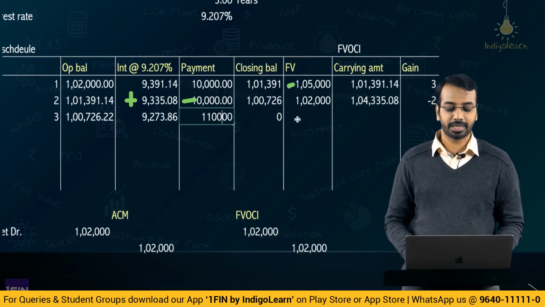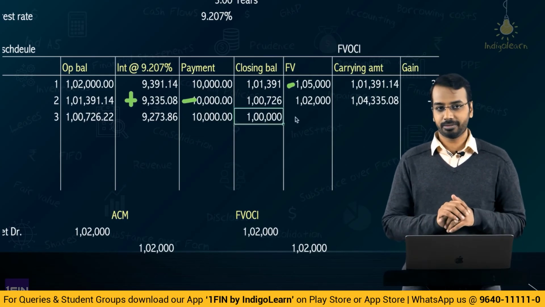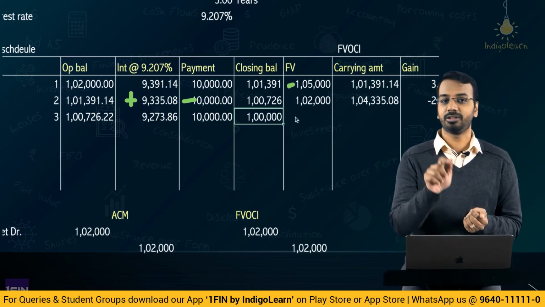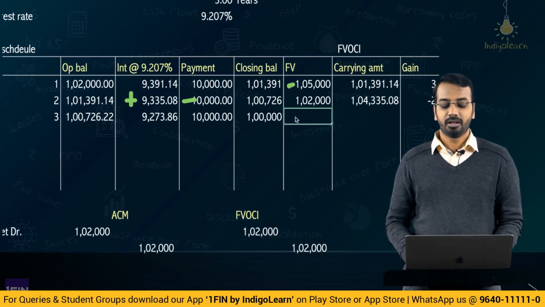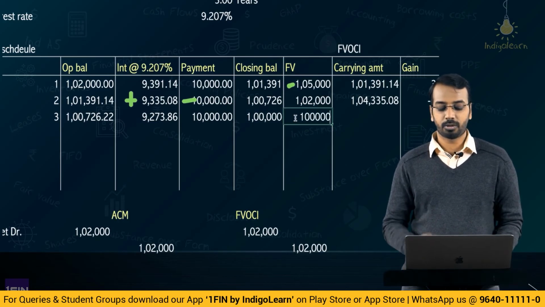So assume I just take interest here. Payment is interest. So the closing balance will be 1 lakh, right? That 1 lakh will be redeemed. That is the amount that you will get when you sell the asset on the last day. And fair value will also be 1 lakh. Fair value will also be 1 lakh only.